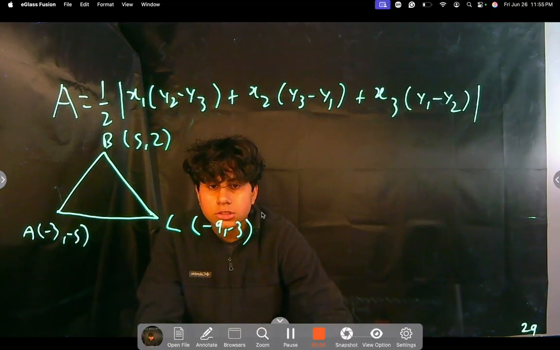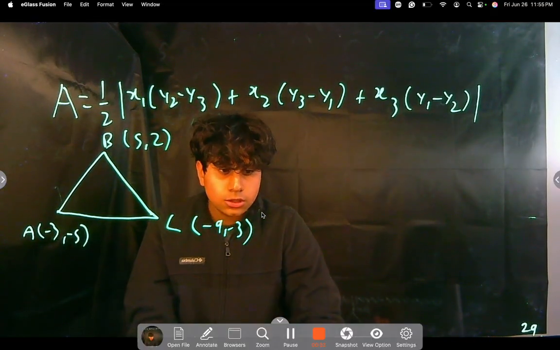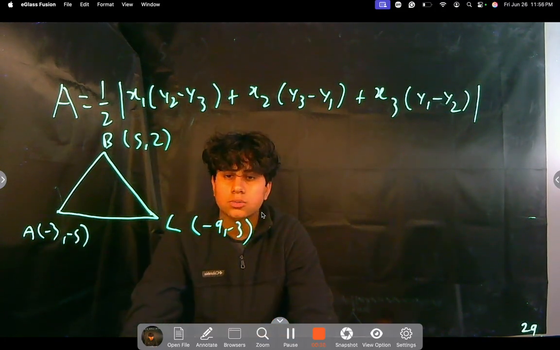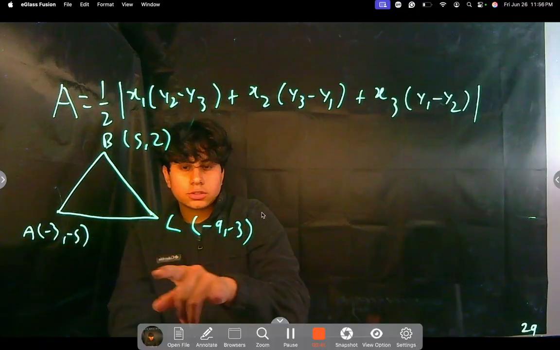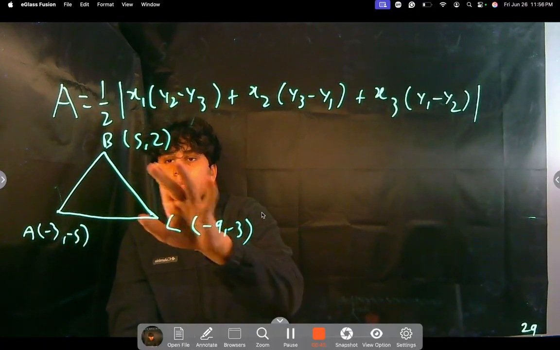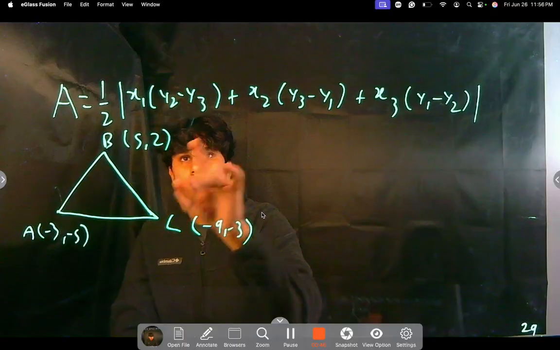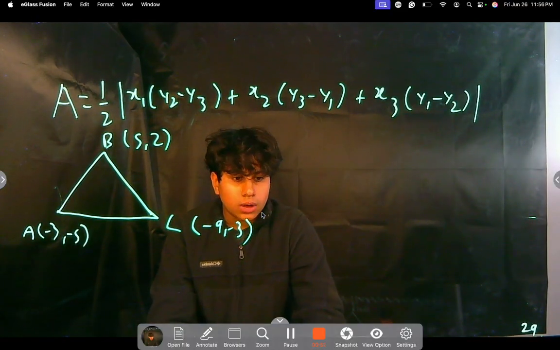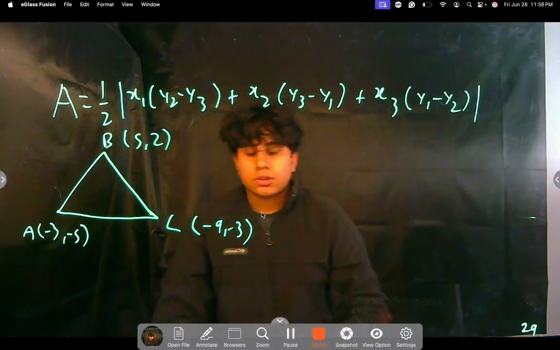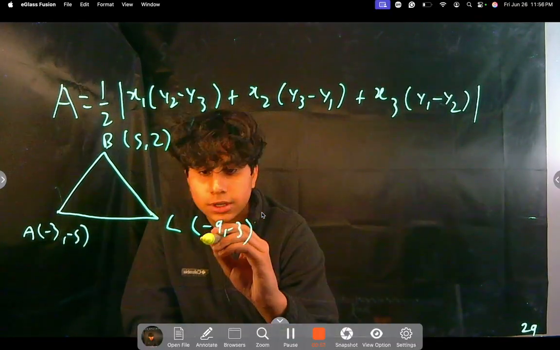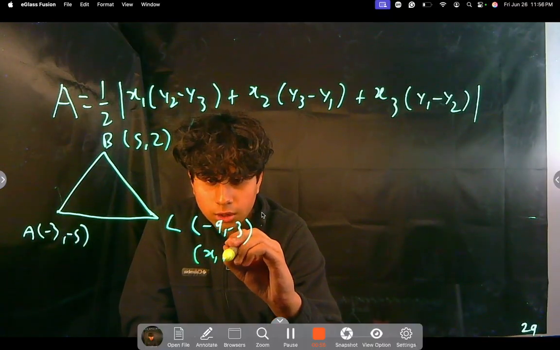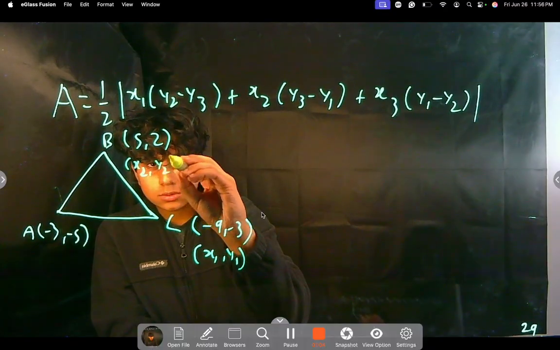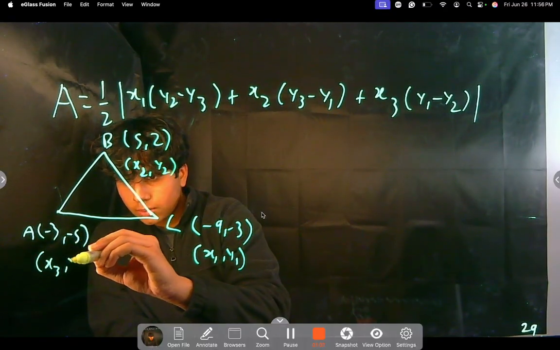So how this works is you choose one of these points to be your x1. We could say C here in this case is x1, and then you move backwards, counterclockwise, through the points: x1, y1, x2, y2, x3, y3. So let me show you instead of just explaining it. Let's say this is our x1, comma y1, right? Then this here would be x2, comma y2, and this here would be x3, comma y3.